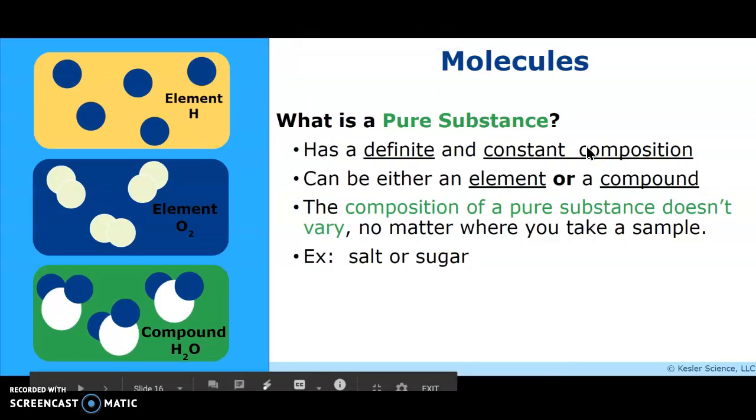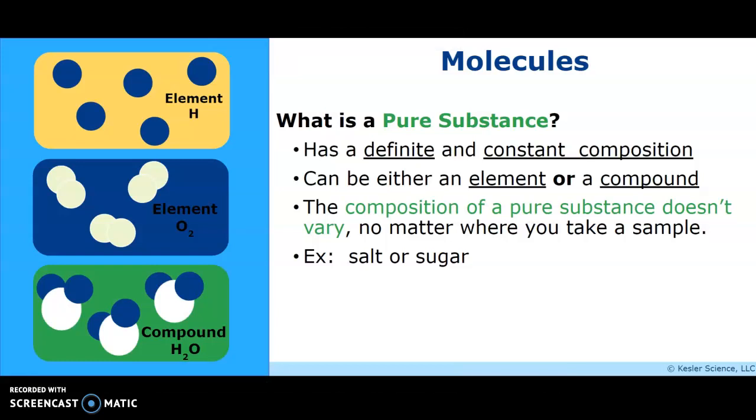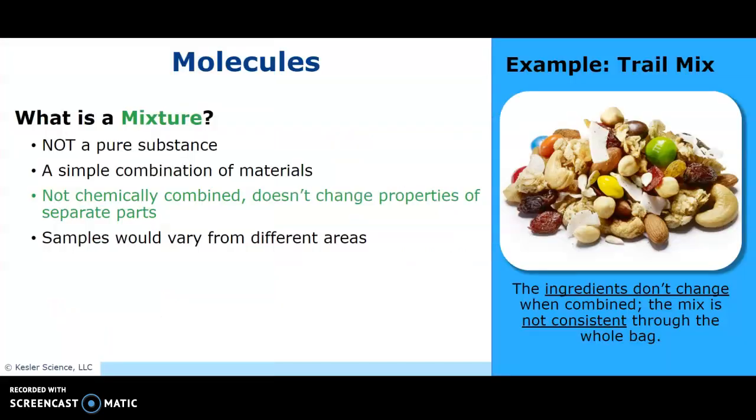What is a pure substance? A pure substance has a definite and constant composition. The composition of a pure substance does not vary, no matter where you take a sample. For example, salt or sugar. Water is an example of a pure substance. Oxygen gas is an example of a pure substance.